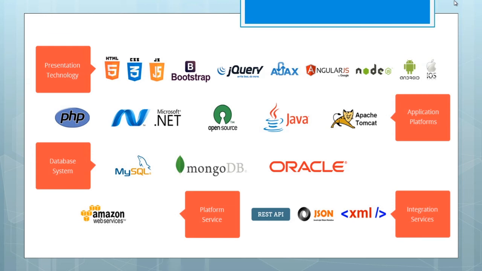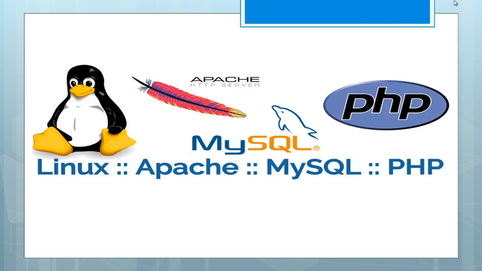If you pick a few parts from each of these layers, for example HTML, CSS, JavaScript, and for the application some kind of .NET or PHP, and for the database MySQL or MongoDB, and from each layer you pick a few of them and build your own application, then it's called a stack. So in our application we are using the AMP stack, which stands for Apache, MySQL and PHP.